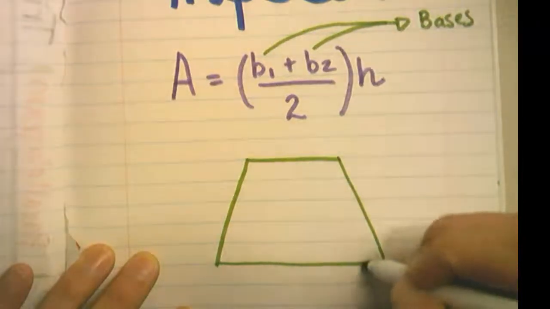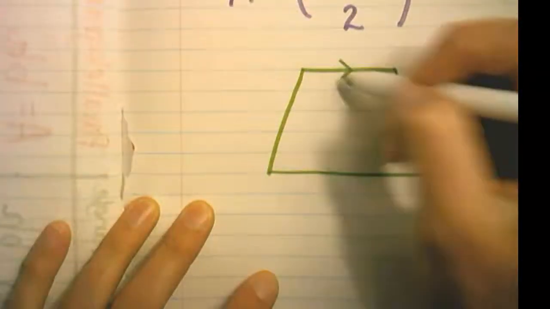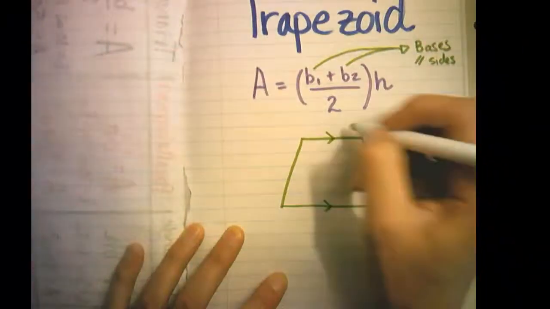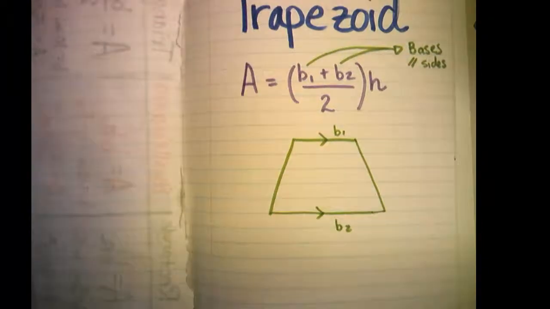Yeah. But what if it's turned like this? You can't say it's the top and the bottom anymore. It's the straight angles or parallel side. Good job. It's the parallel sides. So the bases are always the parallel sides. And it doesn't matter which one you call base 1 and which one you call base 2 at all.